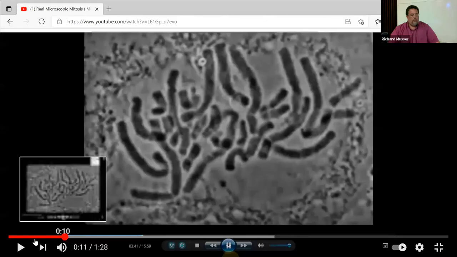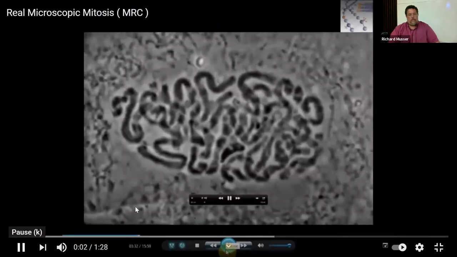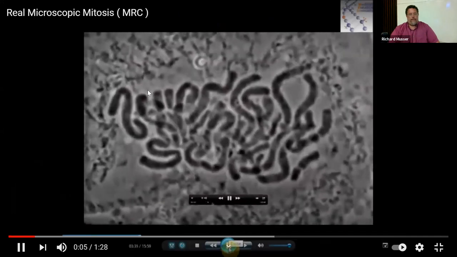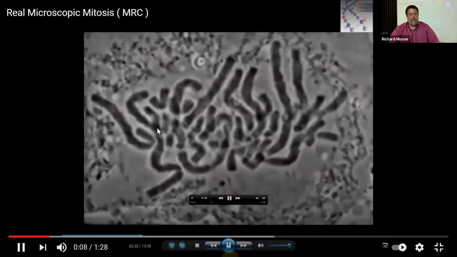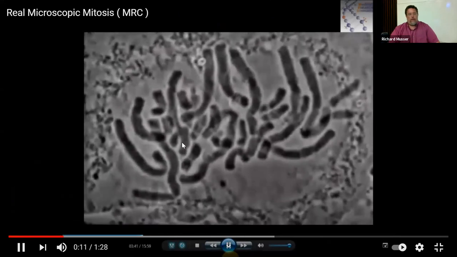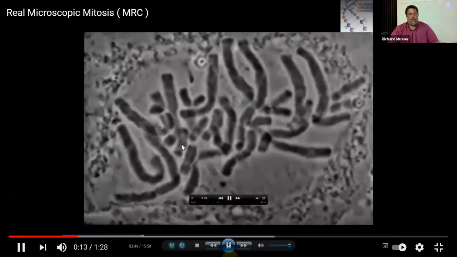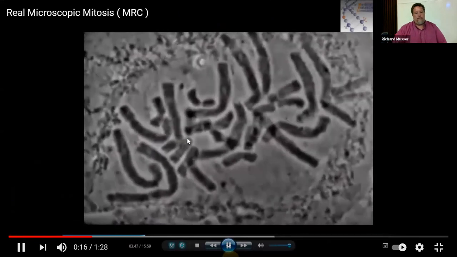Okay, so here we're watching a video and we see some chromosomes. That means we're probably getting into prophase. Pause that for a second. Make sure that my recording is working properly. So we're looking at mitosis under the microscope. Here we have what looks like prophase to me. You can see the chromosomes are kind of winding up. Now we're getting what looks like the beginning of later prophase, moving into metaphase.